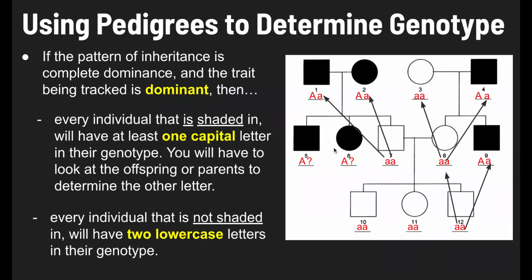But notice in this case with these 2 individuals, you can't figure out what their second letter is, because a big A came from one of these parents, but the other parent could have given that child a big A or a little a. We don't know. We can't look at their offspring and tell. So that's why I had to put a question mark for them. So this is how you would go about filling in the genotype when the trait that's being tracked is dominant.